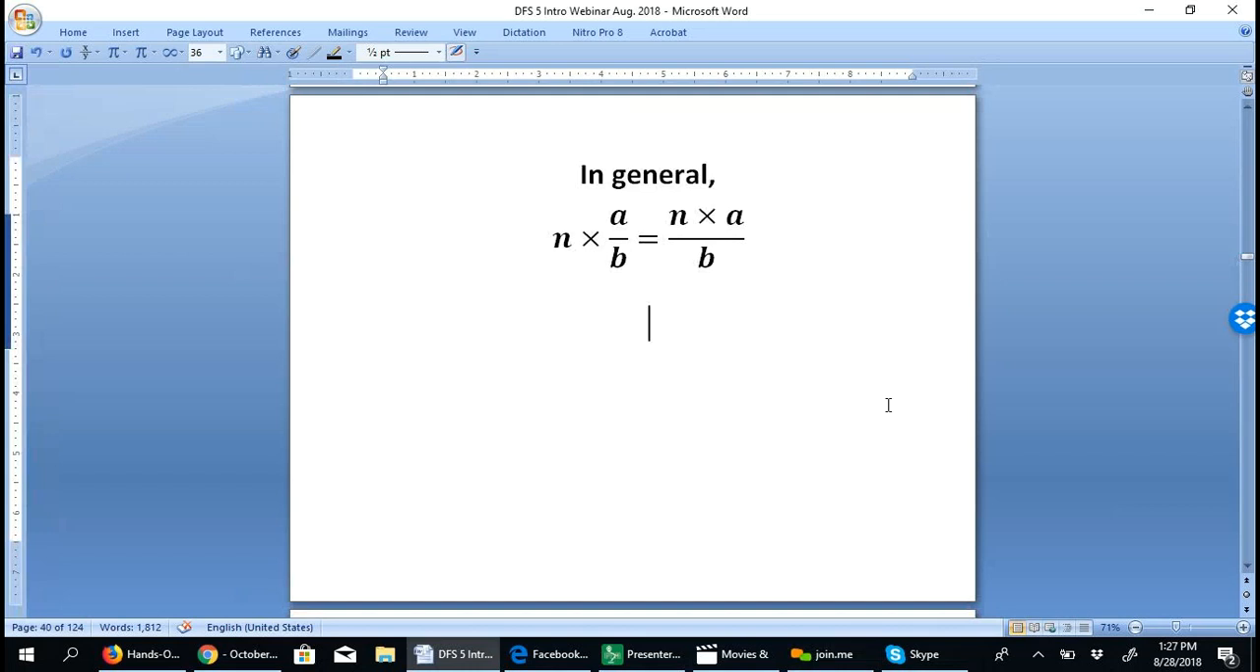12/5 or 2 2/5. So in general, if you have a fraction a over b multiplied by n, the answer is going to be n times a over b. But notice we do this at the very end. We don't begin with this rule, which is how we were taught when we were in school. We were just given the rule.